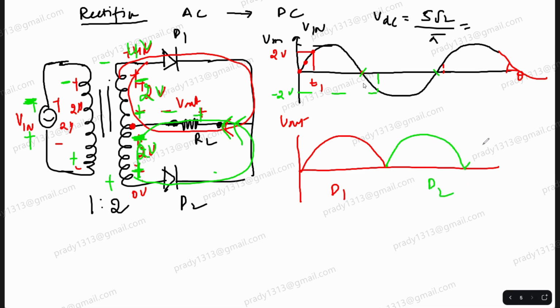D2 conducting. Again, D1 conducting. Again, D2 conducting. What is the output you are getting? Full wave rectified output. What is the DC?